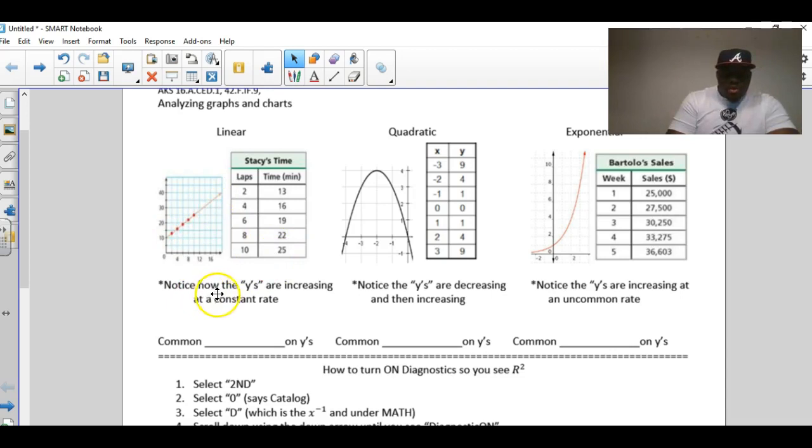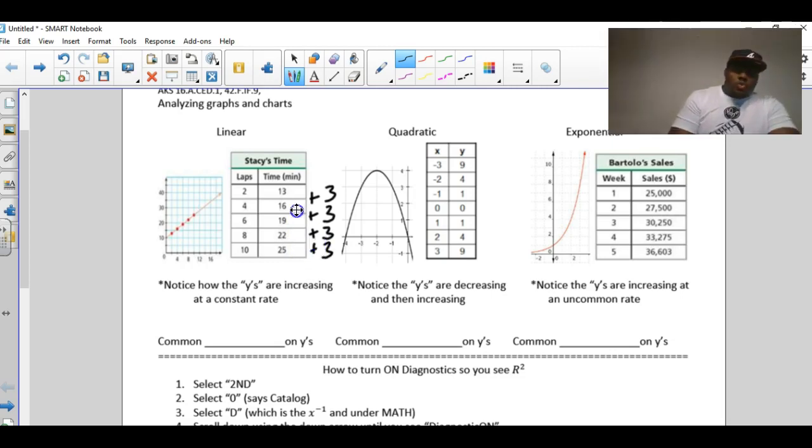And right here it says, notice how the y's are increasing at a constant rate. From 13 to 16, that will give you plus 3. From 16 to 19 is plus 3. 19 to 22 is plus 3. And 22 to 25, again, is plus 3. So we can look at this y table here, guys, and see that we added 3 every single time. So what we call that right there is called a first difference.